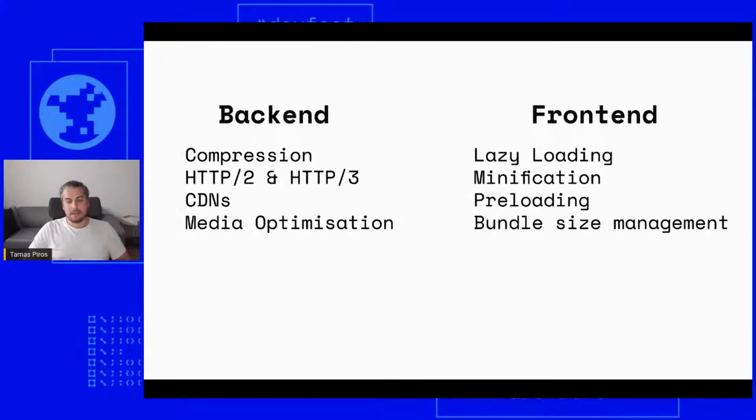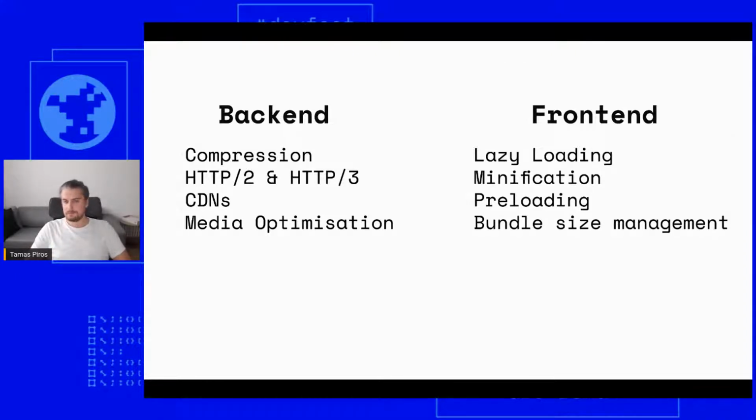So there's backend stuff and there's front-end stuff. So on the backend, you have a server where you serve your application. You should enable compression. You should have HTTP2 or HTTP3 even now. You should utilize CDNs and make sure that you have media optimization in place, especially if your site uses a lot of images and videos, right? You need to make sure that you optimize those.